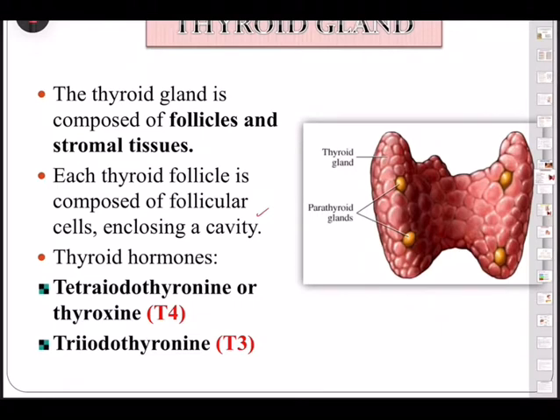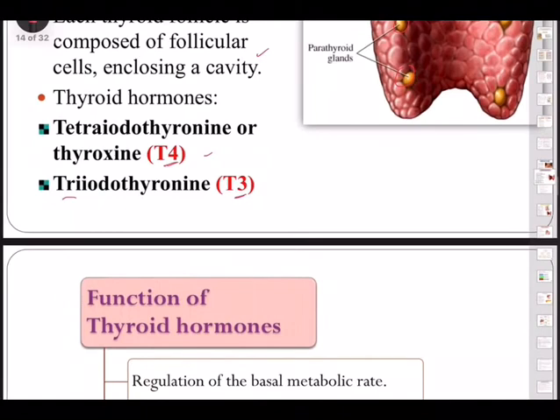The thyroid gland secretes two hormones. One is called thyroxine, that is T4. Tetra, that's why 4, tetraiodothyronine, or commonly we call it thyroxine. The second one is T3, the triiodothyronine, where tri means 3. So there are two hormones secreted by the thyroid gland. Parathyroid glands are also there; we will be talking about that, just keep remembering that.